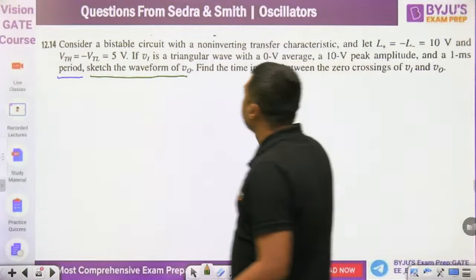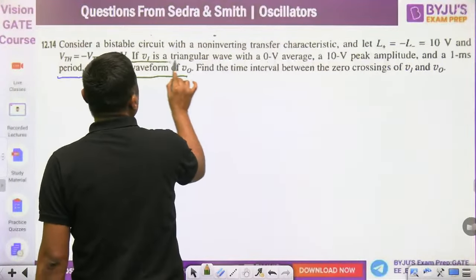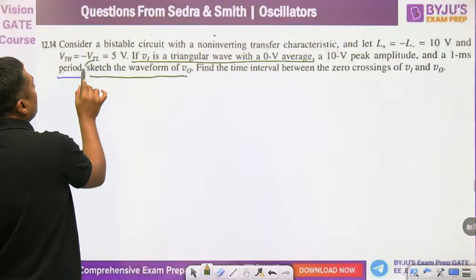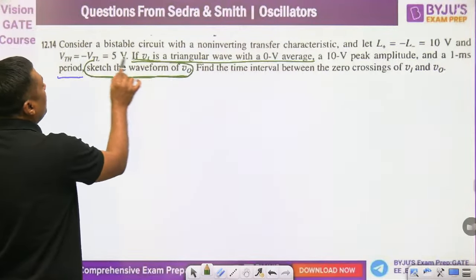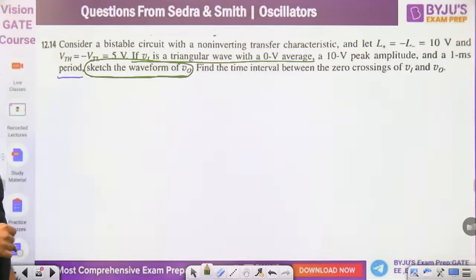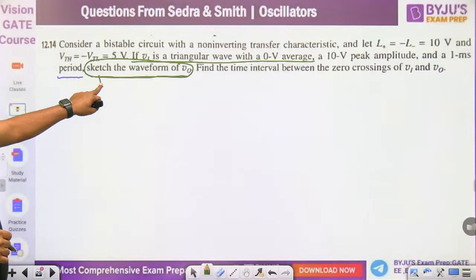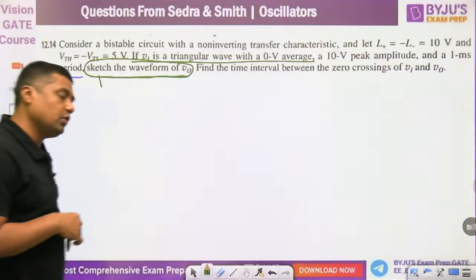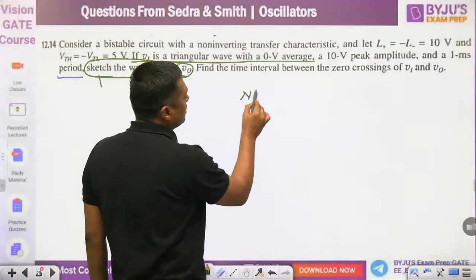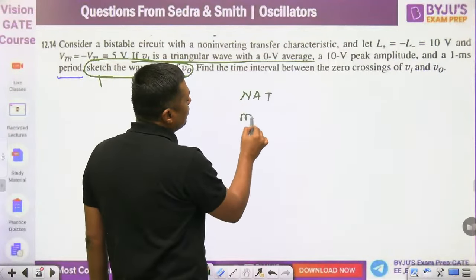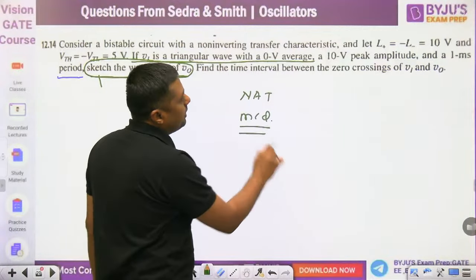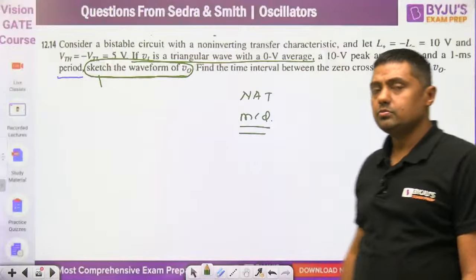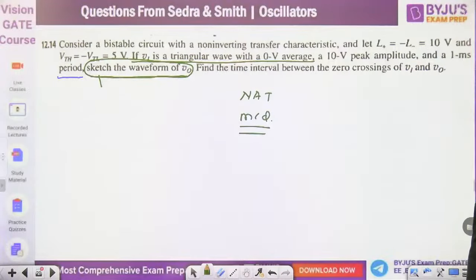Okay, in GATE they will not give you the sketch, but they will give this question in the same line. Sketch the output waveform, no problem, no need to sketch, they will not ask because it is an objective question. Find the time interval between the zero crossing of Vi and V0. Yes, it may be a numerical answer type question or it may be an MCQ. So 125 microsecond. Absolutely right.